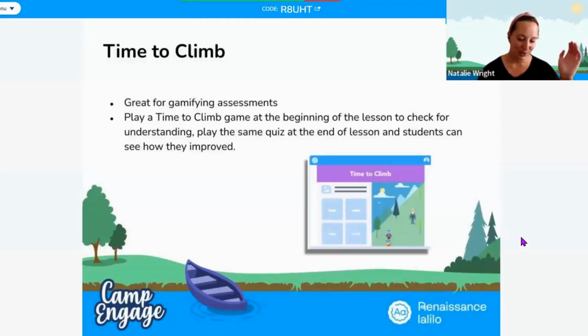Okay, our last one is Time to Climb, students' favorites. They're great, again, for gamifying assessments. It's already gamified. It has all those gamifying elements to it. So we are going to play the exact same Time to Climb quiz we played at the beginning, because I want you to now be able to see how much you have improved and learned about gamification. At the end, after we have learned about it, I love it because now you are also competing against yourself. You want to do better for yourself.